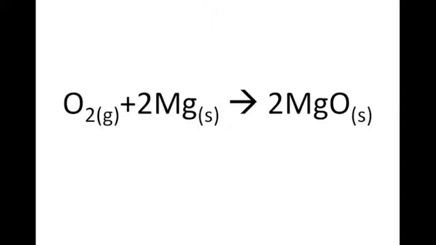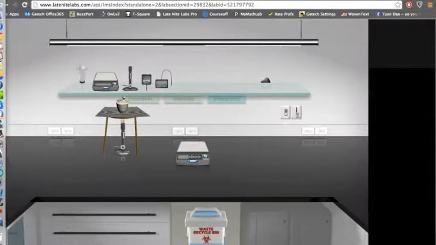The oxygen comes in gas form because it comes from the air. The Mg that we placed is in solid form, and the MgO is also going to be in solid form, which leads us to expect a mass increase at the end of the experiment.